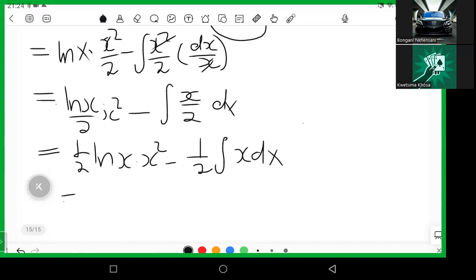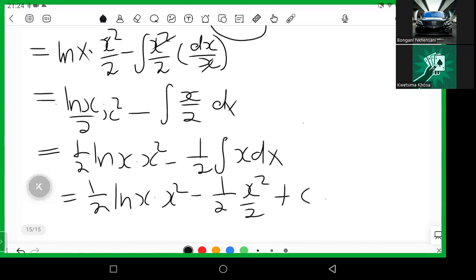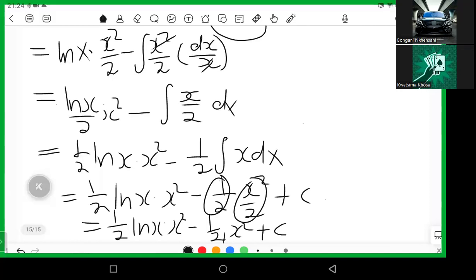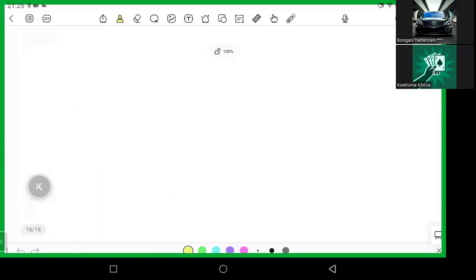So we'll have 1 over 2 the ln of x times x squared, minus 1 over 2 times x squared over 2, plus 0. So this will be our answer, right? We just have to simplify it further, and that will be 1 over 4 x squared plus c, when you multiply half and half there. So this was our answer for that question.